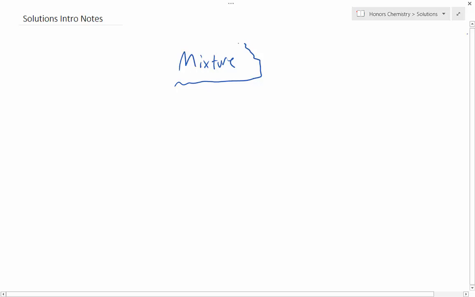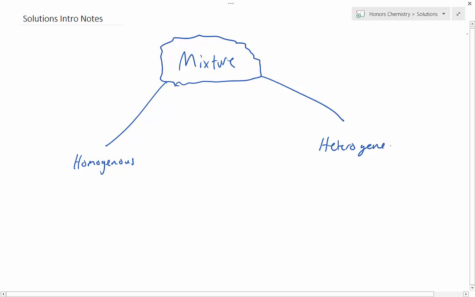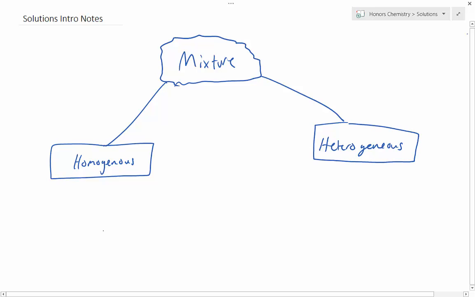So we can categorize mixtures, and I know you know these two types of mixtures, into two different types, and the two different types of mixtures are, of course, homogeneous and heterogeneous. So we have our two different types of mixtures. Remember now, we're not talking about pure substances, we're talking about a mixture, two or more elements or compounds that are not bound together, that are mixed together.